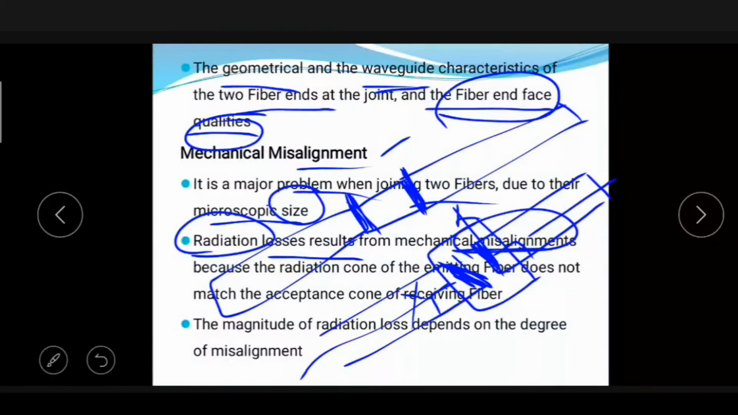And the magnitude of radiation loss depends on the degree of misalignment. It's a known thing. The radiation's magnitude, or what we call intensity, depends on the degree of misalignment. So if the misalignment is higher, then radiation loss will be very high. If it is small or lesser, the radiation loss will be less.